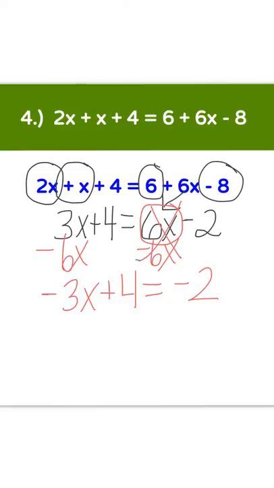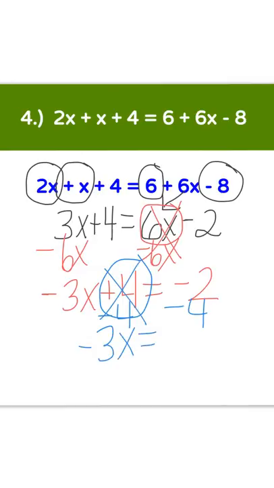Now we need to get the constants on the right, so we're getting rid of a plus 4 by subtracting 4. That leaves us with negative 3x equals, then you have same sign, so you add and keep. 4 plus 2 is 6, keep the negative sign.